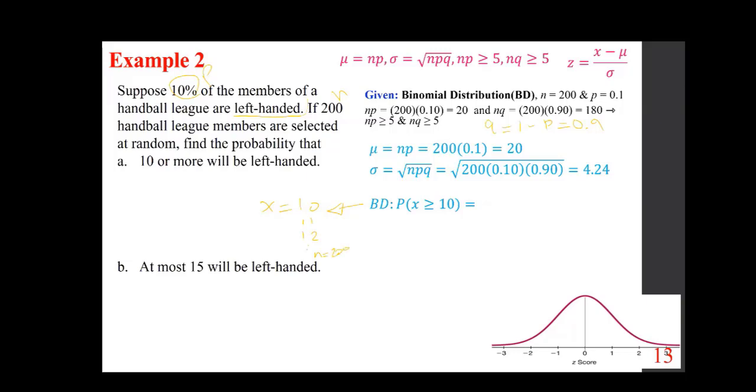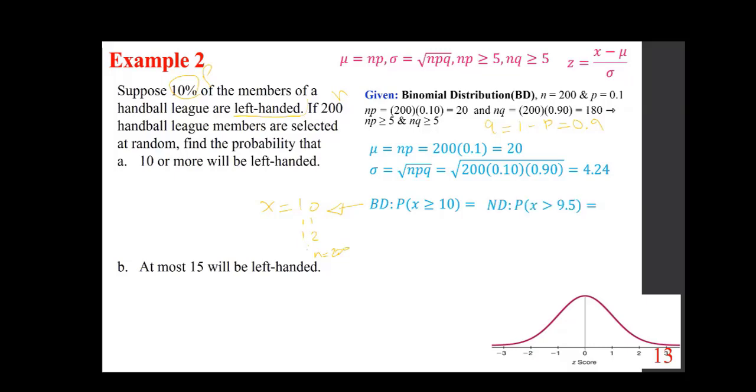So when we change it to a normal distribution, 10 shouldn't go away. So if you change this to 10.5, 10 won't be there. So you change it to 9.5. And that's really the key. You don't have to memorize anything when you want to figure out what happens as you make the transition from one to the next.